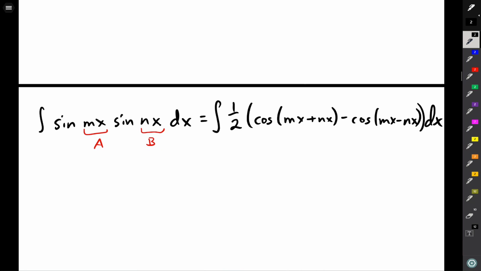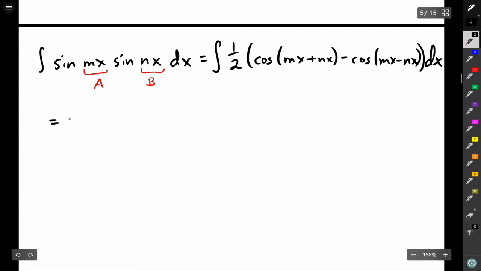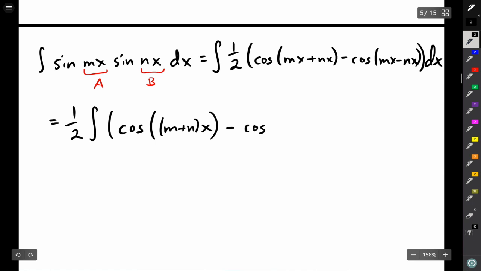So I'm going to pull out that 1/2, and let's simplify our integrals a little bit here, because that looks a bit hard to deal with, but it really isn't. This is m plus n x, minus cosine, oops, that's supposed to be m minus n x. So we're just simplifying a little bit here.